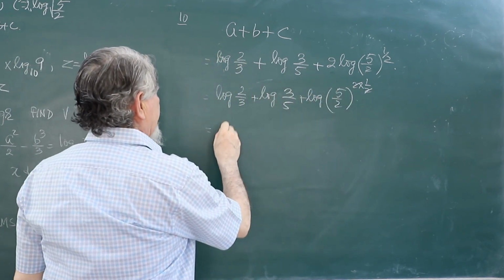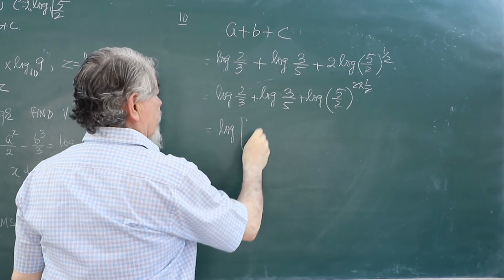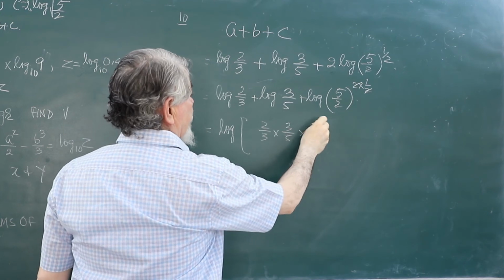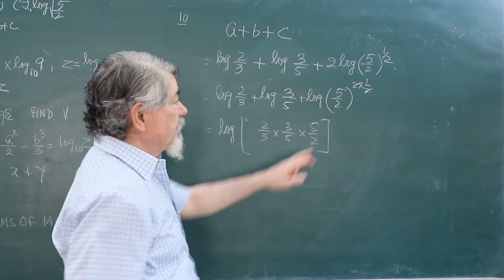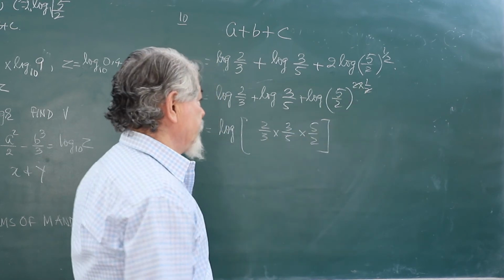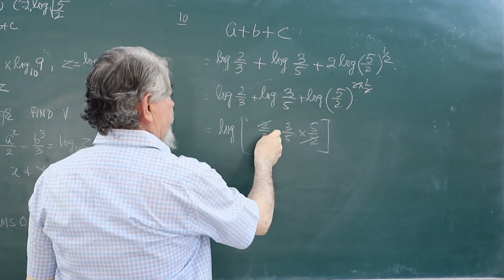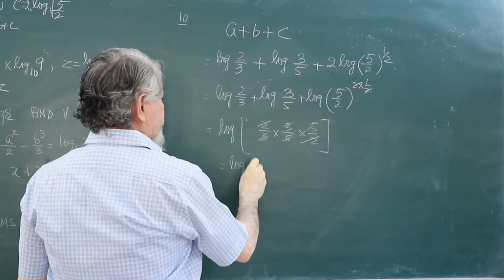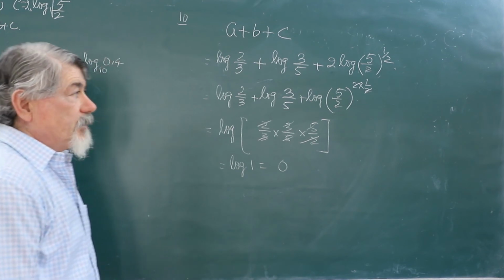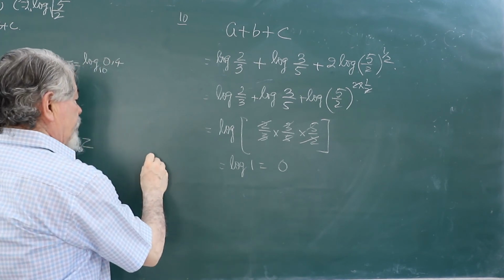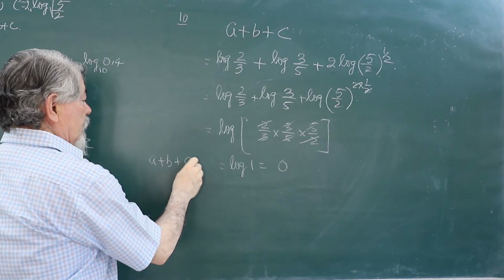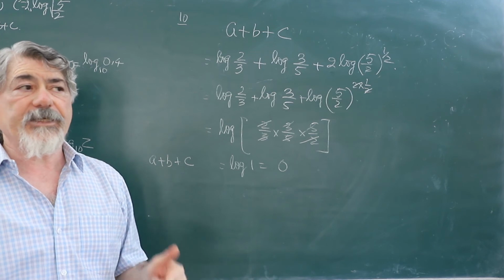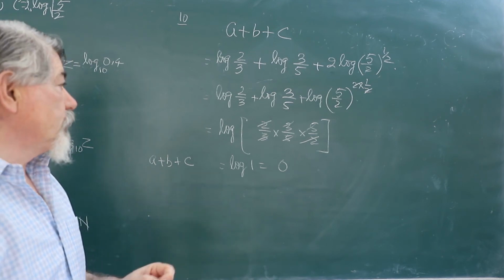So it will be log a into b into c, that is 2 upon 3 into 3 upon 5 into 5 upon 2, because the powers also cancel each other. So 2 will cancel with 2, 3 with 3, 5 with 5. It will come out to be log 1, which is 0. Log 1 is 0. So the value of a plus b plus c is 0. That is the first thing we wanted to find out.